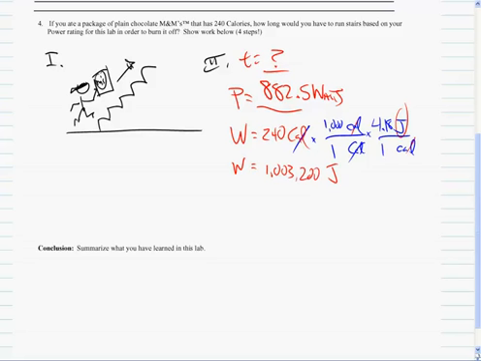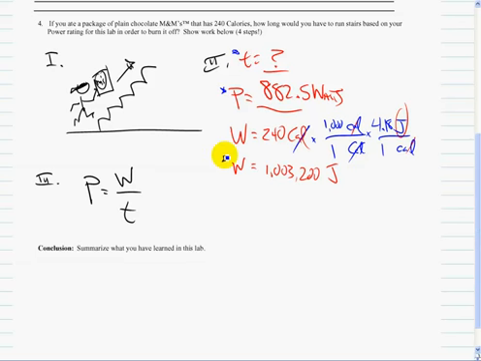Now we're going to look at our step 3. What do you do in step 3? You write your equation, right? I want to know time. I know power is 882.5 watts. I know work is 1,003,200 joules. Which equation is going to work, guys? Equation number 6 is going to work. Power equals work over time. How do I know which one to pick? I just pick the equation that relates my unknown to my known pieces of information.